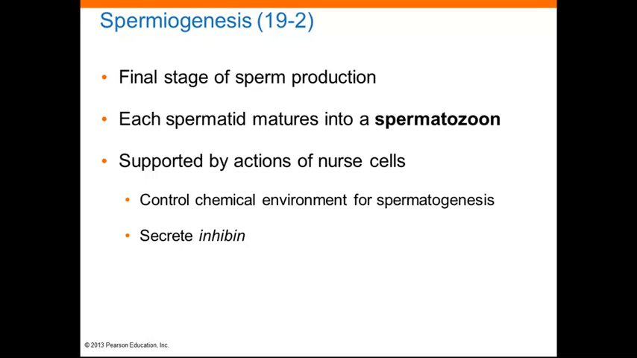The whole process is supported by the actions of nurse cells. The cytoplasm of these nurse cells surrounds the developing sperm, which controls the chemical environment. So they provide the nutrients that enter by diffusion from the interstitial fluids, and they secrete hormones that promote the production and differentiation of the spermatozoa. There's another type of hormone that they create. It's also called inhibin, and I'll describe the role of inhibin in a couple of slides.